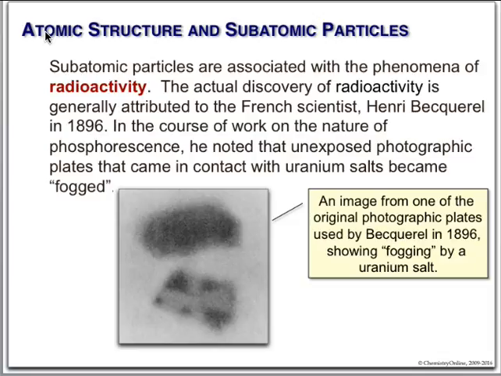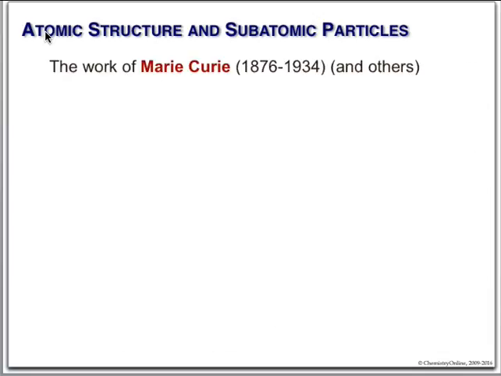Well, somebody in the lab had prepared all these plates, and then somebody else came and put a little jar of a uranium salt on it. And when they went and developed it, right here in the middle was this big ugly splotch where the uranium was sitting. This is called fogging. Now, they had no clue what was going on at first, but they finally figured out that something from the uranium was causing these plates to go bad.